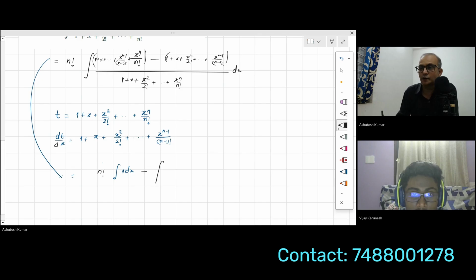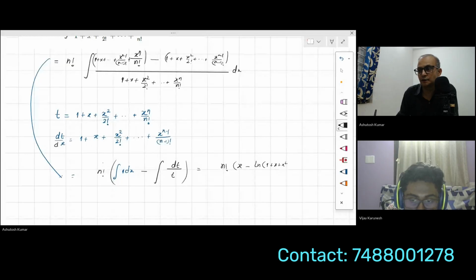And minus the second part, what we can, tell me. ln of the denominator, sir. It will be ln of the denominator, meaning dt by the denominator. So above will become dt, and this will become t. Correct. So now you understood what the little trick was there. So that will become n factorial is out, and here we can write x minus ln of 1 plus x squared by 2 factorial till x to the power n by n factorial plus c, and that's the answer.